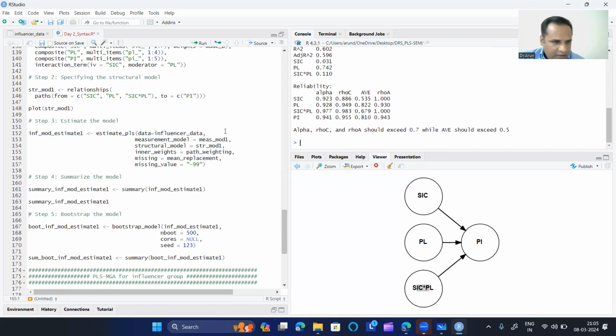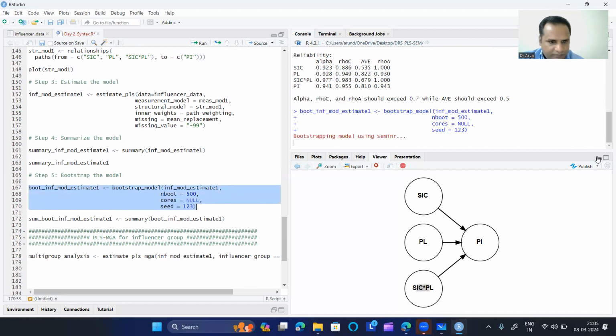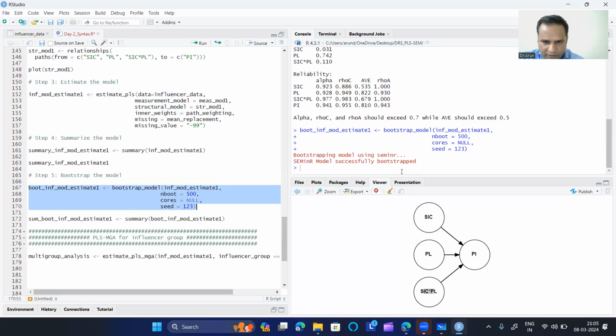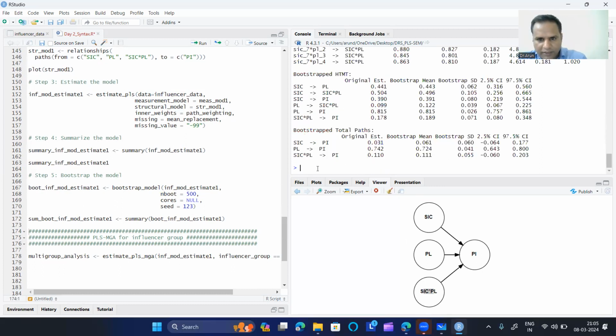Okay. Now let's do one thing. Let's bootstrap the model so that we can get the confidence interval and t value. So now let's bootstrap the model, line number 167. Bootstrapping is running. Unless you get the greater than symbol, you should hold on. Bootstrap is over. Then let's summarize the model. Simply copy this, Control C and Control V, enter, enter.